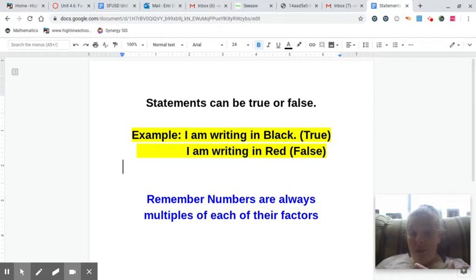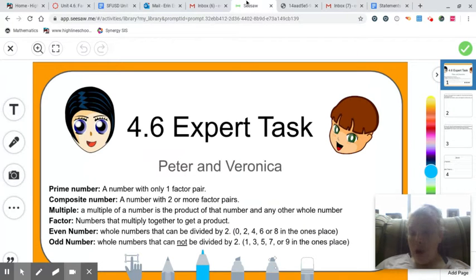A statement, for example, is "I am writing in black." That statement is true. Right here, you can see the letters are black letters. "I am writing in red." Once again, I made a statement. It's not a question. It's just what it is. But it is false because you can see these letters are black. So we will be looking at 2 statements and discussing if they are true or false. And most importantly, how do we know?